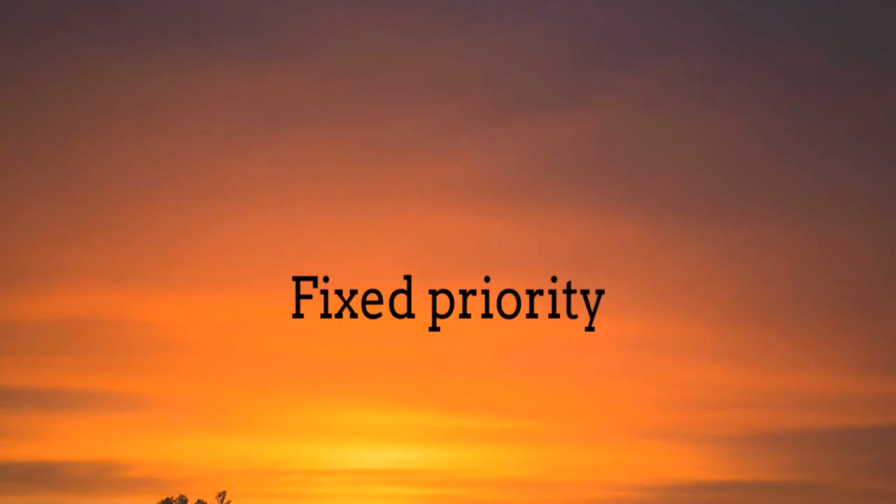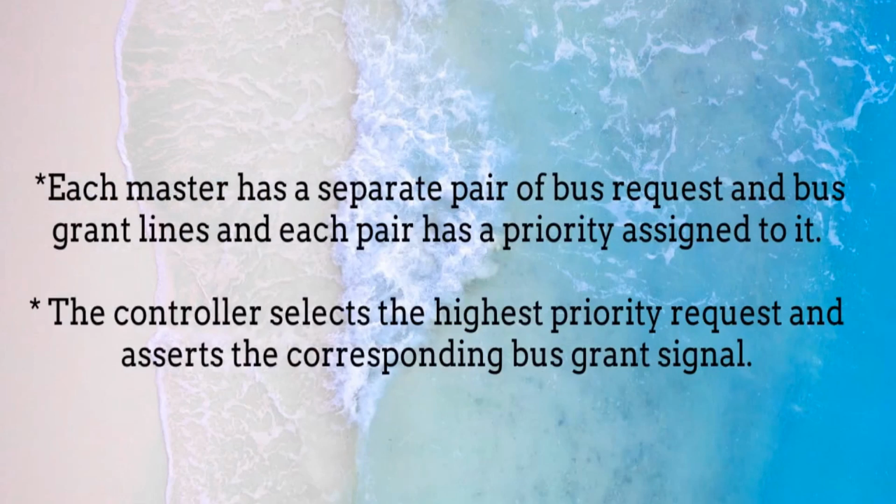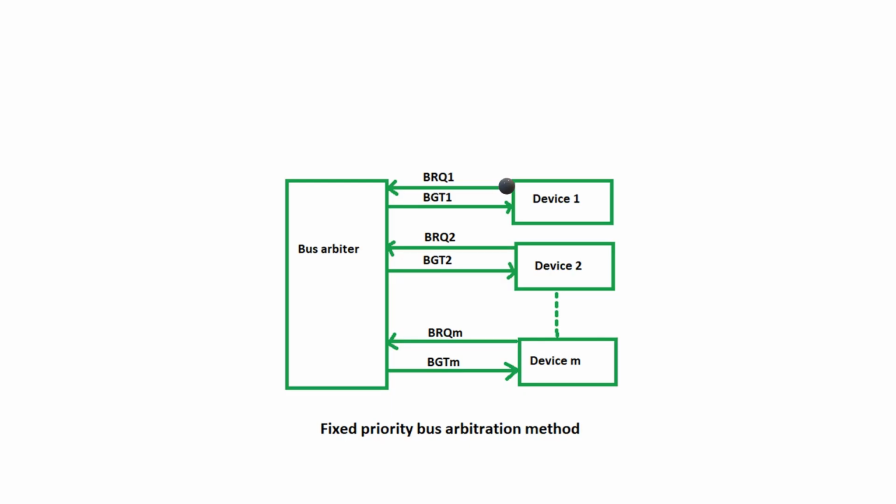And the next topic is fixed priority. In fixed priority, each master has a separate pair of bus request and bus grant lines, and each pair has a priority assigned to it. The controller selects the highest priority request and asserts the corresponding bus grant signal. In the fixed priority bus arbitration method, from the device, the request is sent to the bus arbiter. From the bus arbiter, it transposes to device 1. It happens repeatedly. This is called fixed priority.